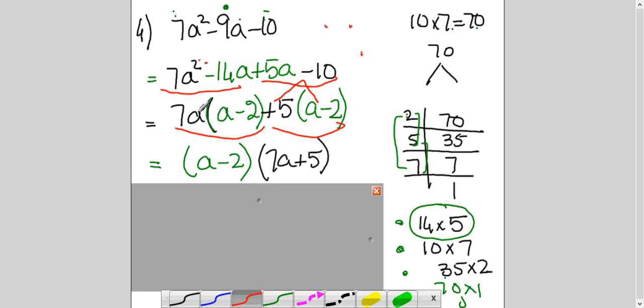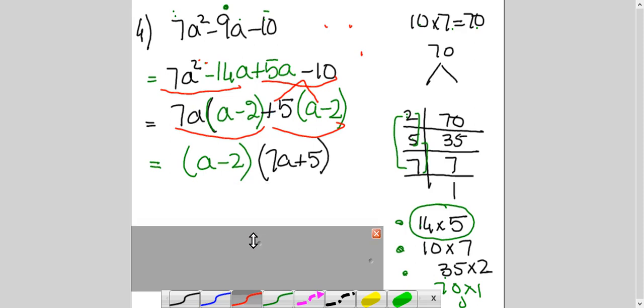And what is left from here? 7a plus 5. Sometimes children forget to write down this sign. So be very careful about it.